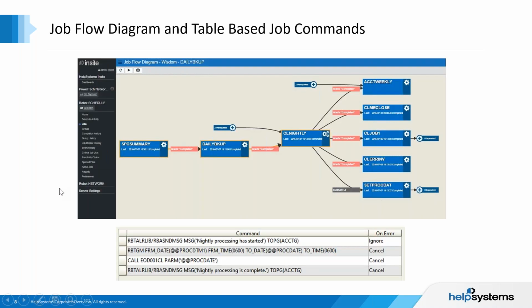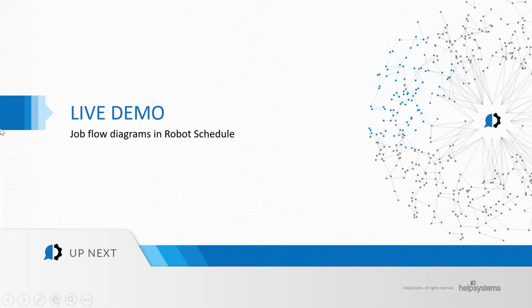Okay, so enter job flow diagrams. We have a couple different ways of looking at job flow diagrams today. This is a robot job that has reactivity in it. There's multiple commands in here, there's group jobs involved potentially, and there could be cross-system reactivity. So what we're going to do is share in live demo mode how this looks within Robot Schedule.